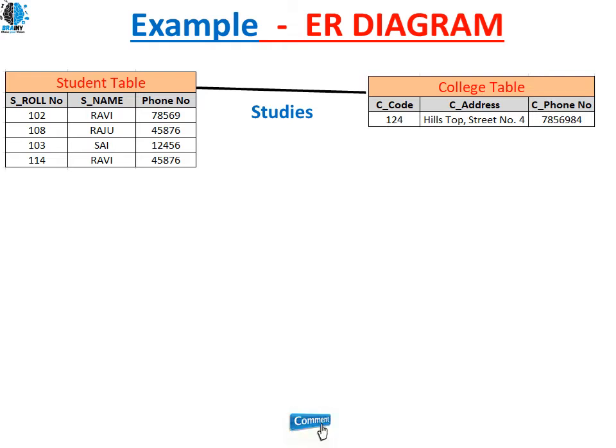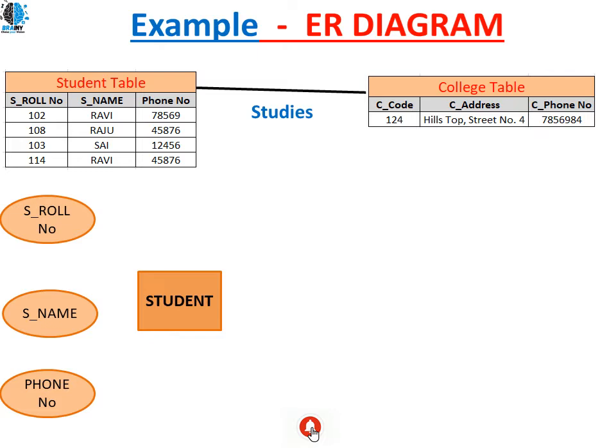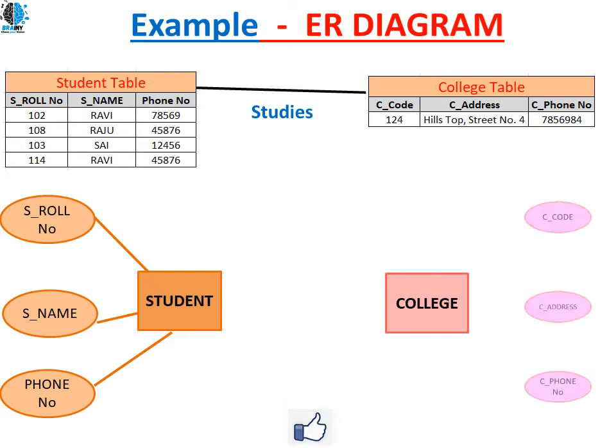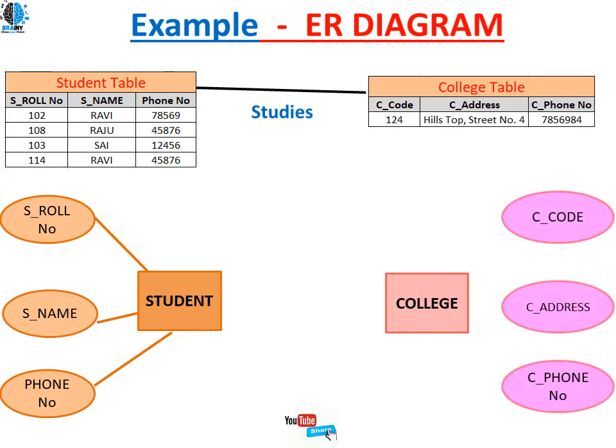Let's consider the same thing with our ER model representation, the diagrammatical representation. The student table will be called a student entity in the relationship model, that is, the ER model. So student is an entity having the attributes student roll number, student name, and student phone number. All these are attributes of our student entity. And I have a college entity. The attributes of the college entity are college code, college address, and college phone number. All these are its attributes. So this is my student entity and college entity.